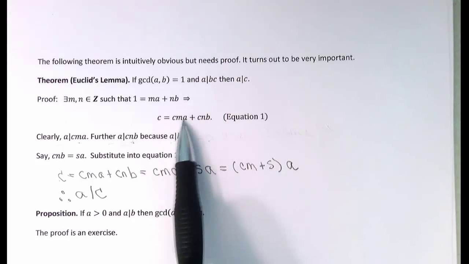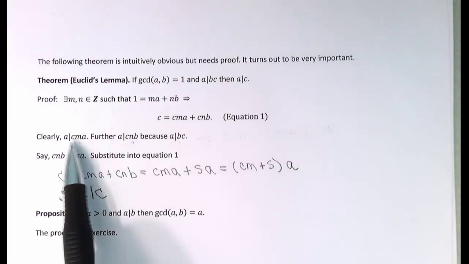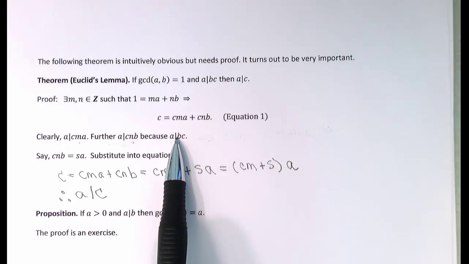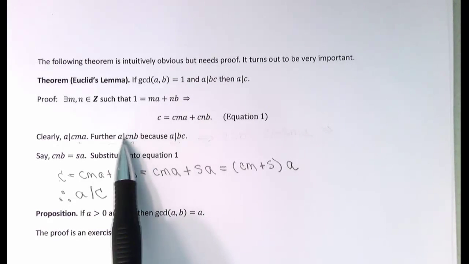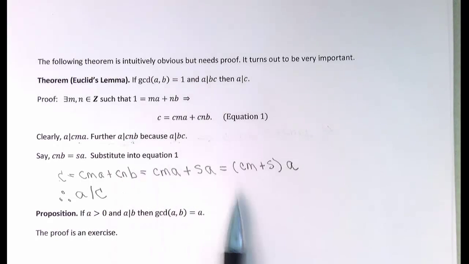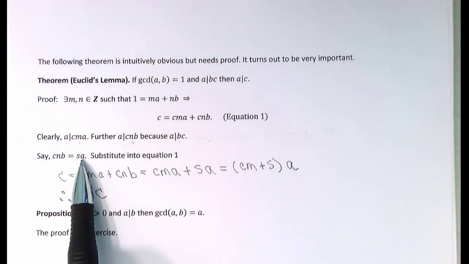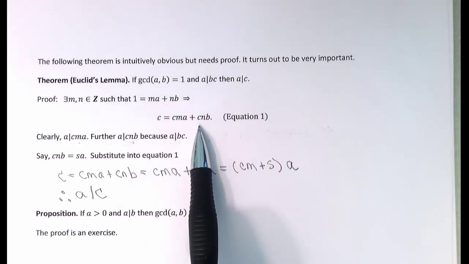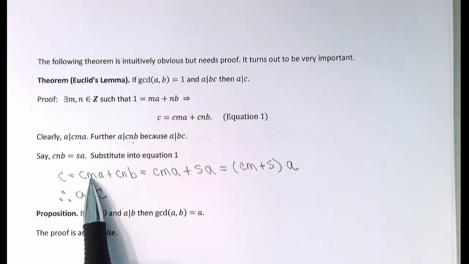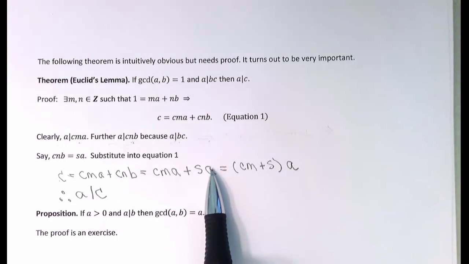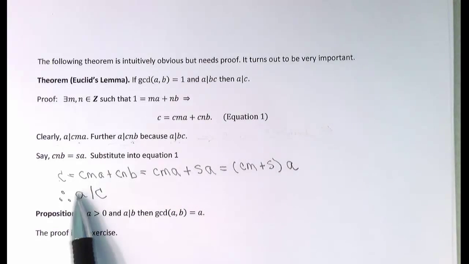Now, it's clear that a divides the term cma. We can see the factor of a sitting right there. What about cnb? A divides bc, so it must also divide b times c times n, which is the other term here. Let's say that cnb is equal to sa. We can substitute this into equation 1, and we obtain c equals cma plus cnb, which is cma plus sa. Factoring out the a, we see that a divides c, and this concludes the proof of Euclid's lemma.